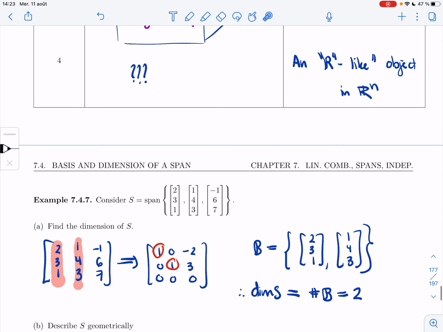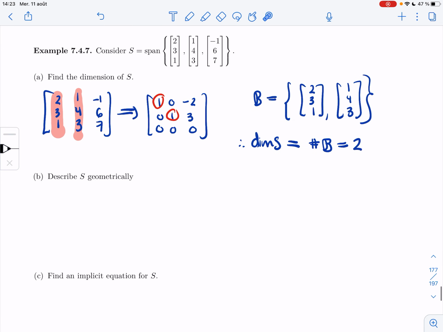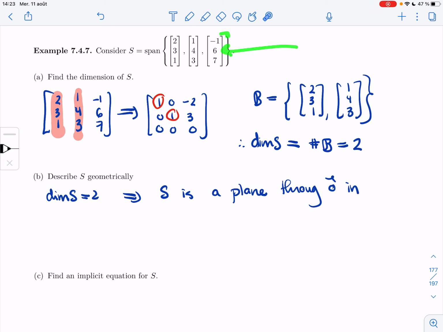The whole plane using it. So the dimension of S is 2. That means S is a plane through the origin in R^n. To know which Rn you're in, you just have to look at how many entries you have here. We have 3. These vectors are in R3, so the span will be in R3. That's it. Oh, 3 with an H. All right, so it's a plane through the origin.